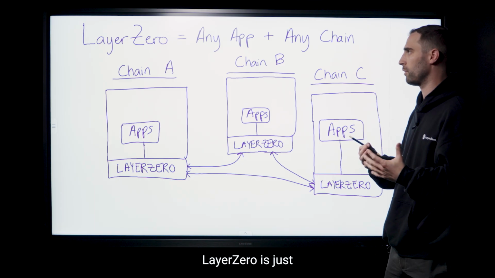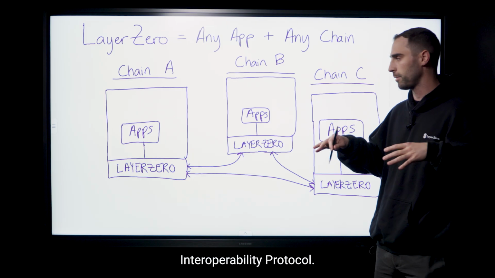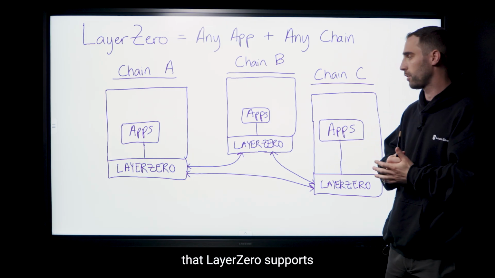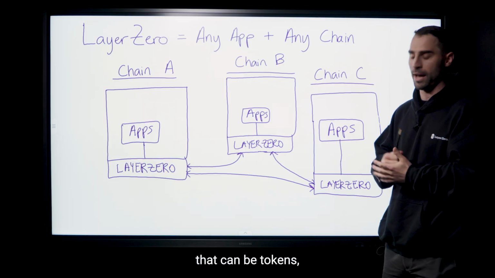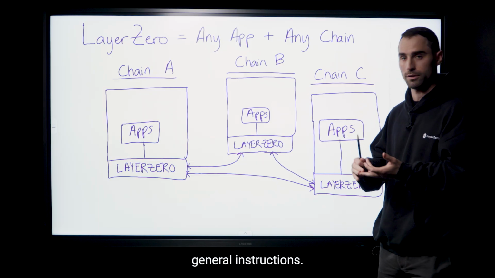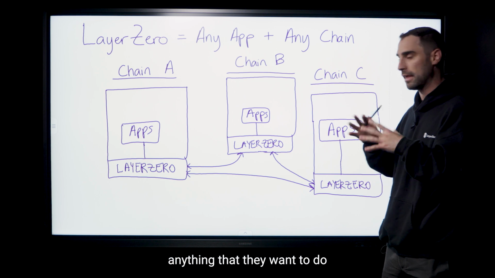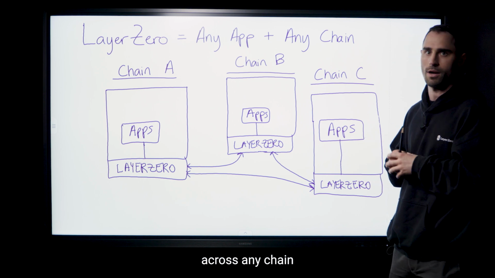So in general, LayerZero is just a blockchain interoperability protocol. Any app on any chain that LayerZero supports can send any data. That can be tokens, that can just be general instructions. It can be composed multi-transactions. Anything they want to do has full composability across any chain.